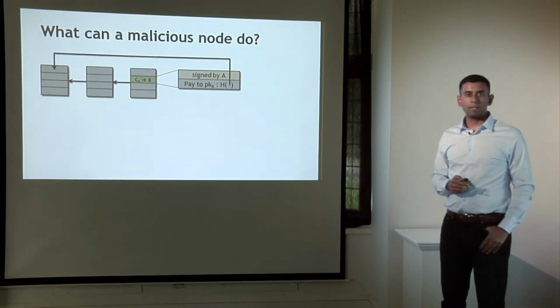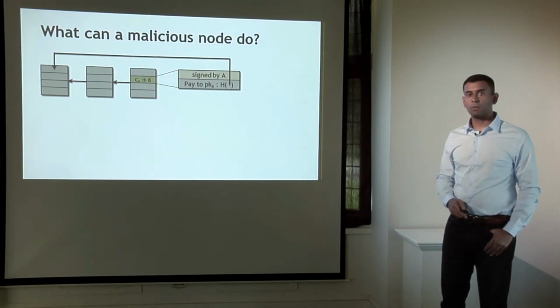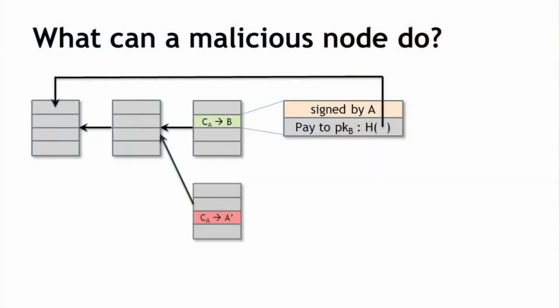Now what might happen is if Alice now gets to propose the next block, she could propose a block that looks like this, ignores altogether this valid block over here, and instead contains a pointer to the previous block. And furthermore, it's going to contain a transaction that contains a transfer of coins, of Alice's coins, to another address, A prime, that's also controlled by Alice.